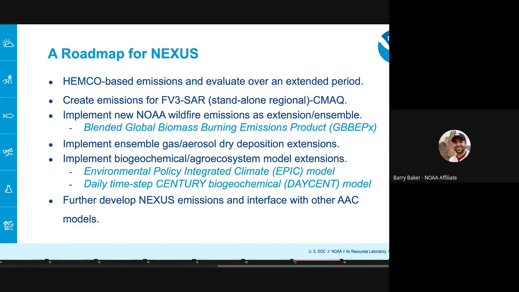And then, what we also want to be able to do in the future is implement ensemble gas and aerosol dry deposition extensions. This allows more of a probabilistic approach, because there's actually a lot of disagreement between deposition models, and also between deposition models and what is measured in the field. We would also like to include biogeochemical or agroecosystem models, such as the EPIC model or the DSSAT model. And then, of course, we want to do further development of NEXUS and interface these with other atmospheric composition models.